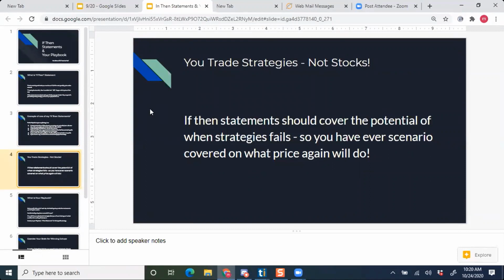I cannot tell you how individuals just go into stocks and they have no idea what they're doing in the trade. They have no idea what their strategy is. All right. If-then statements should cover the potential of when the strategy fails also. So you have every scenario covered, what price will do. If-then statements are not just statements for when the stock does what you expect it or want it to do, it's to cover every scenario.